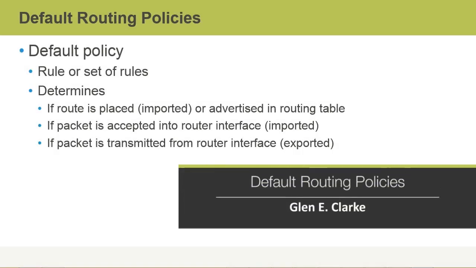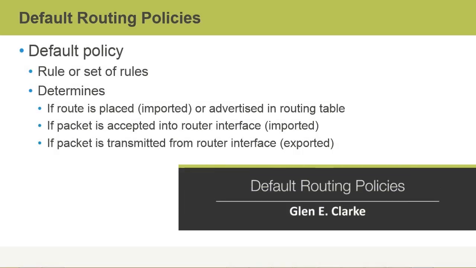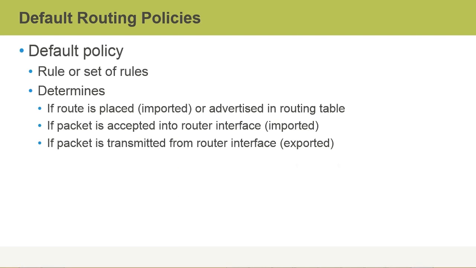In this video, we'll discuss routing policies and default routing policies on Juniper devices. When a router advertises a route through a routing policy, and that advertisement is received by your router, your router looks to its routing policy to determine if it should accept that route information and add it to the routing table, or if it should reject the information.